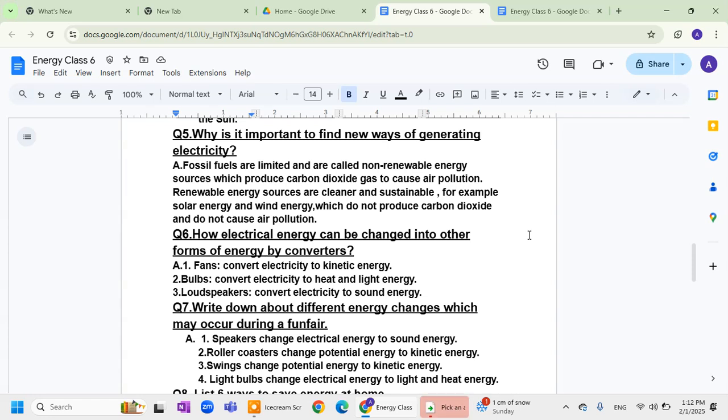Question 6. How can electrical energy be changed into other forms of energy by converters? We are giving some examples. Number one, fans convert electricity to kinetic energy. Second, bulbs convert electricity to heat and light energy. And number three, loudspeakers convert electricity to sound energy.